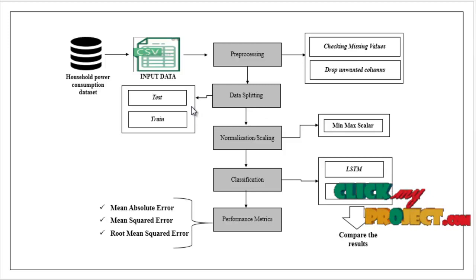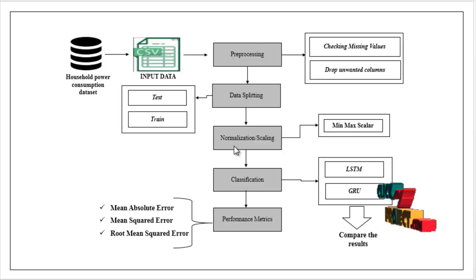The pre-processed data is carried to the data splitting module. Here we split the whole dataset into test and train. Test is used for prediction, train is used for evaluation. After that we implement the normalization module. Here we normalize the whole dataset by using min-max scaler.